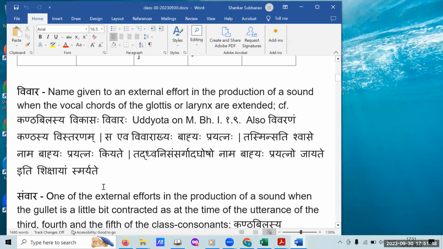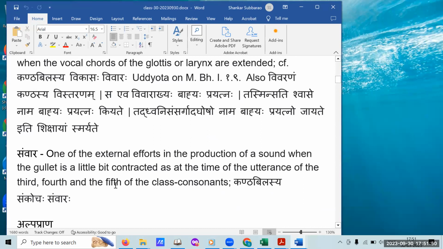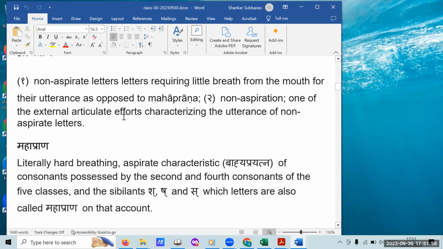What is Samvara? The opposite of that, when the gullet is a little bit contracted. Then there is Alpa Prana, which is non-aspirate letters. Aspirate means air; that extra air goes out. Mahaprana is where you breathe hard. So you have Kha, Gha, Cha. You can feel all of them, right? The second and fourth of the class, and Sha, Sha, Sa, Ha. Sibilants also all have Mahaprana. Remaining, all the consonants, will be Alpa Prana.